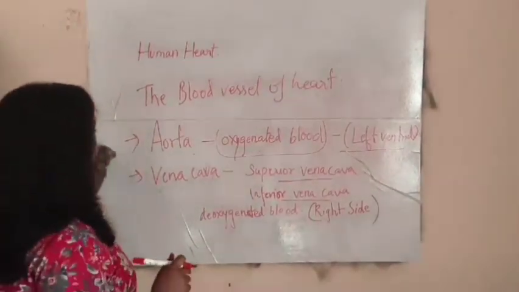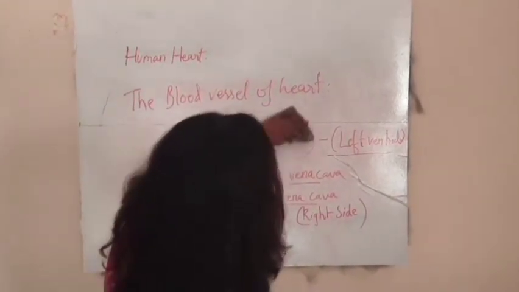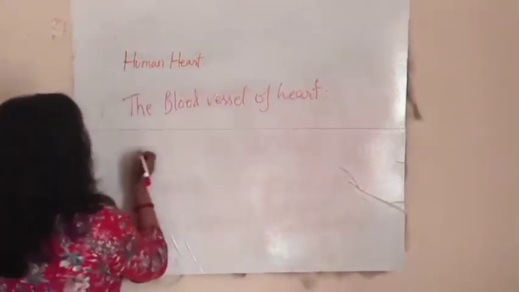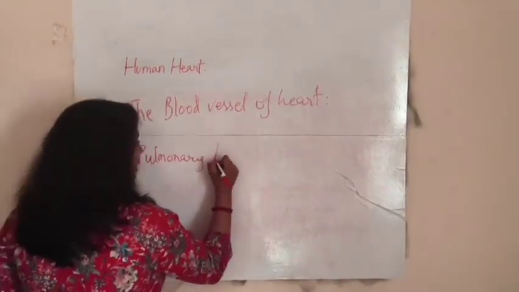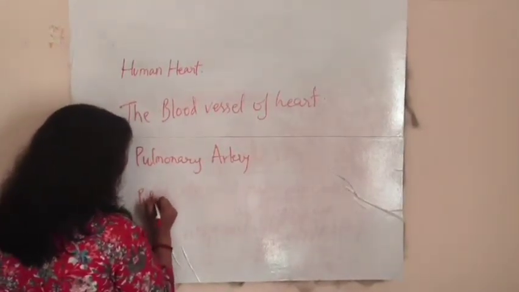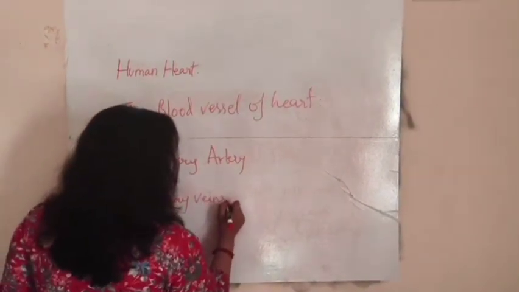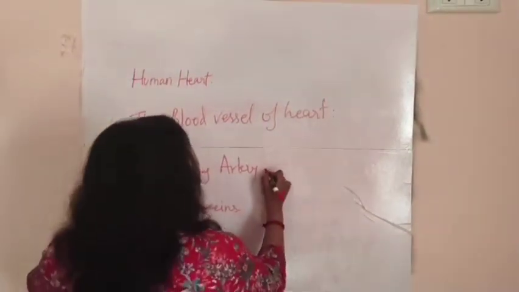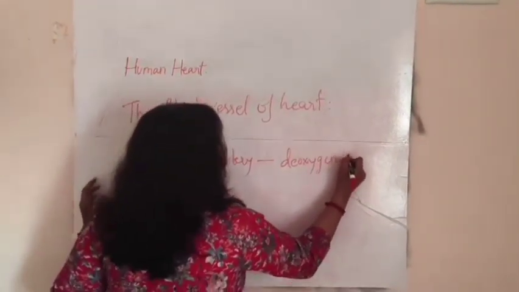Now, moving on to the next blood vessels, that are the pulmonary blood vessels, the pulmonary artery and pulmonary vein. Okay, we have the pulmonary vessels, pulmonary artery and pulmonary veins. Okay, as we learned, all the arteries carry oxygenated blood except the pulmonary. So it is going to carry deoxygenated blood.